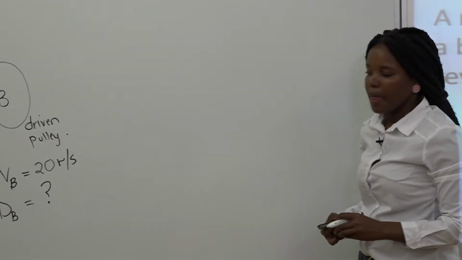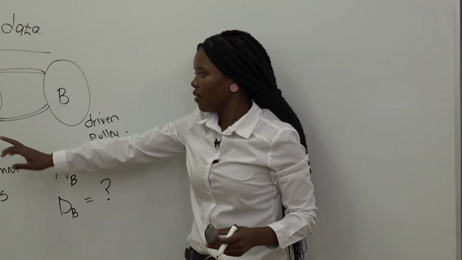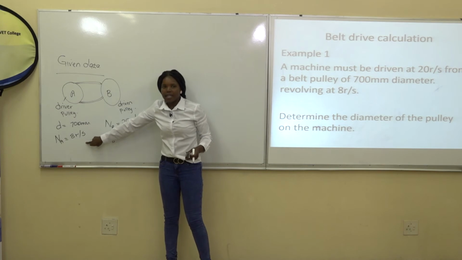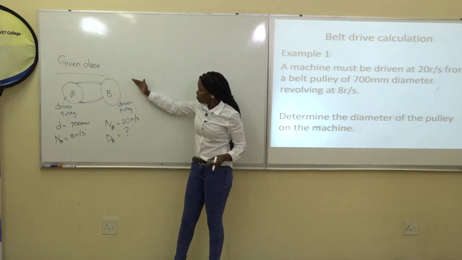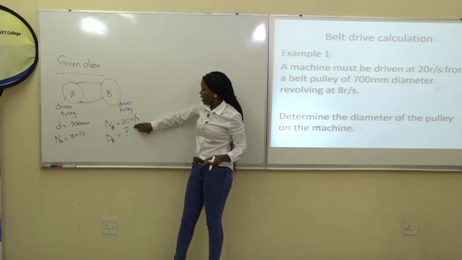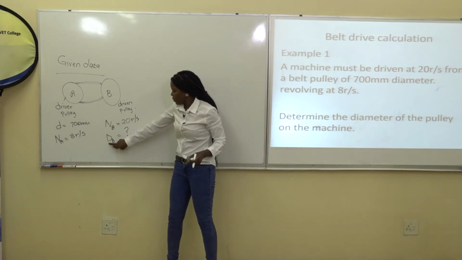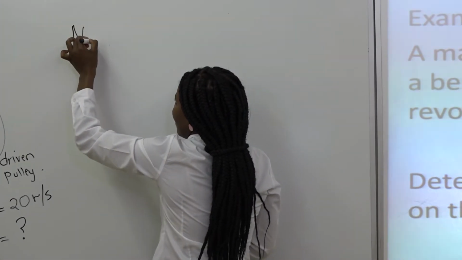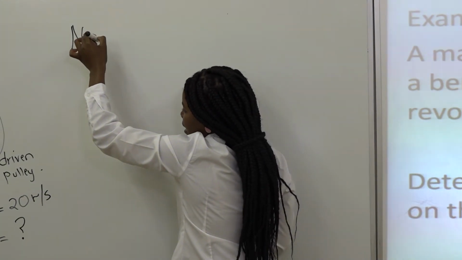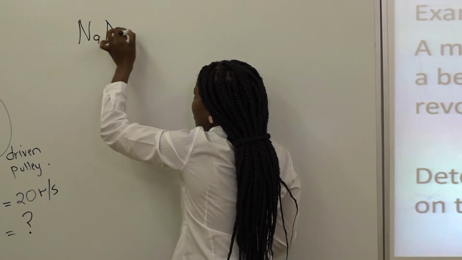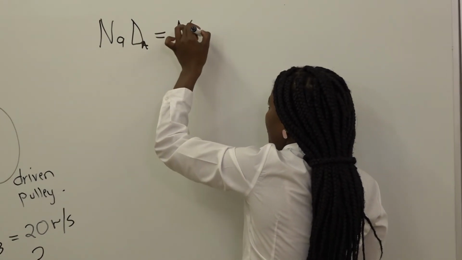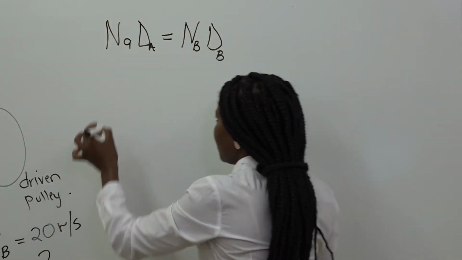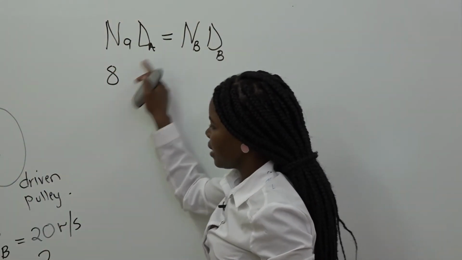It's unknown. If you check our given data, we have the diameter of the driver pulley of 700 millimeters. We have the rotational frequency of the driver pulley, which is given as 8 revs per second. And we're also given the rotational frequency of the driven pulley, which is 20 revs per second. But you're supposed to calculate the diameter of the driven pulley. So NA, the rotational frequency of the driver pulley, times the diameter A is the same as NB times the diameter B. Now we substitute NA as 8. The diameter given is 700.